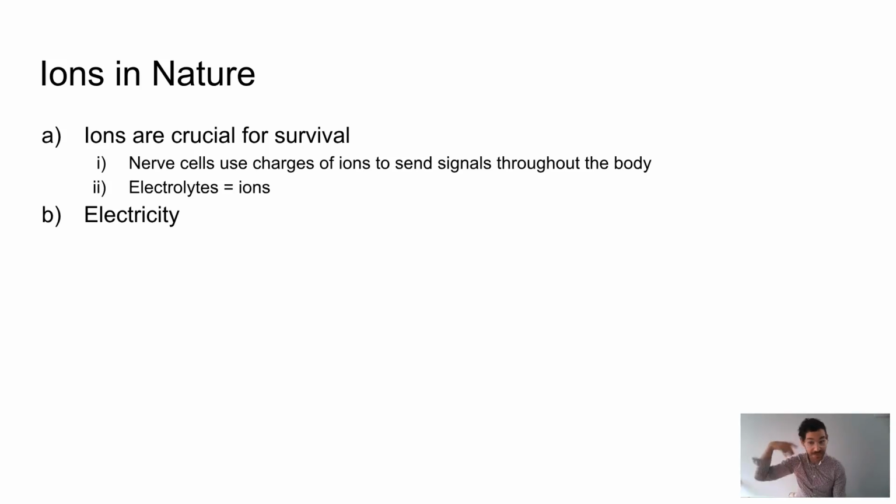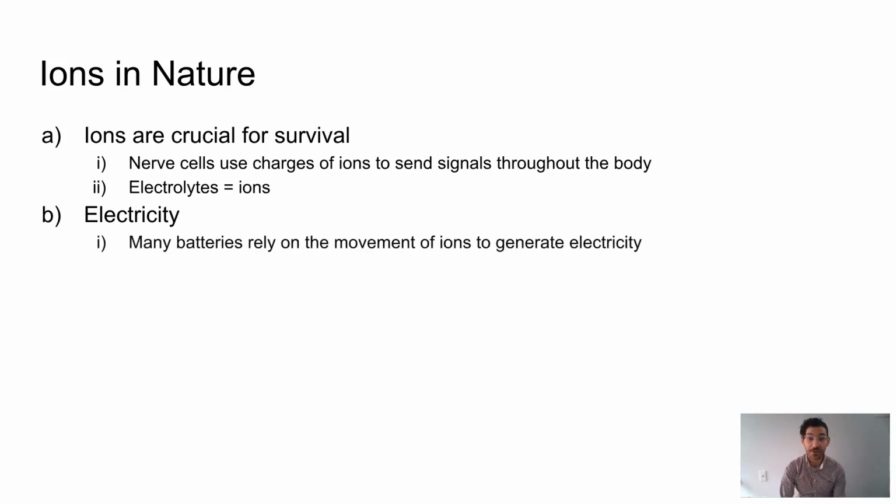Electricity, as I mentioned, your brain sends electrical pulses. Well, ions are useful for generating electricity in other situations. A lot of batteries use the movement of ions through them to generate that electricity. And what's even cooler than all of this, I think, that makes all life possible, is Earth's magnetosphere.